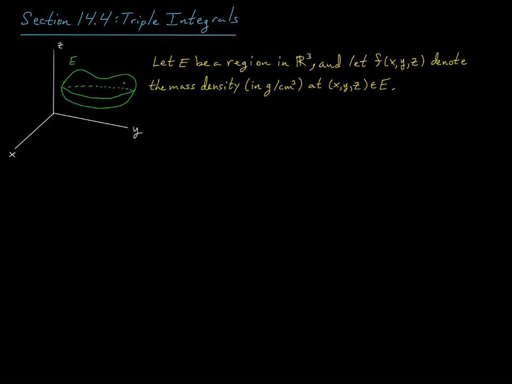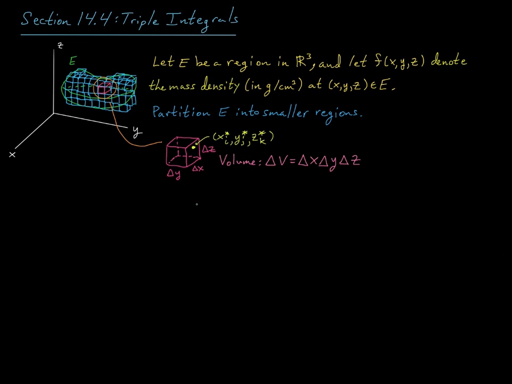And if I wanted to measure the total mass of the blob, I could partition the region into a bunch of smaller regions. This is just like what we did for double integrals. Now I'll say that for each one of these little regions, the width is delta x, the length is delta y, the height is delta z, and so the volume of this little box would be what we'll call delta v, and that's just the product of each of these small changes in x, y, and z.